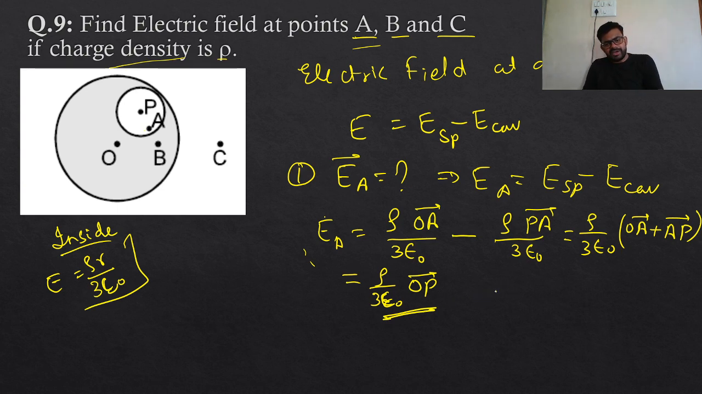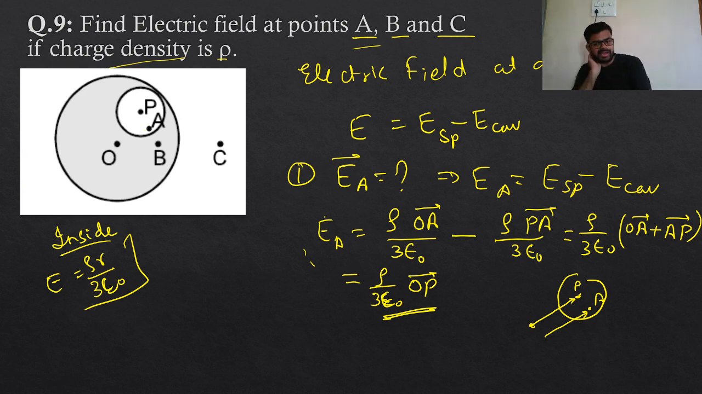So you can see a very important thing. Listen. This is P, this is A. The direction of the field at point P is like this, and the direction of the field at point A is also like this. OP vector means it is parallel to the line joining the centers. At any point inside a cavity, the direction of the electric field intensity is the same, along the line joining the center of the sphere and the center of the cavity. You need to remember this.